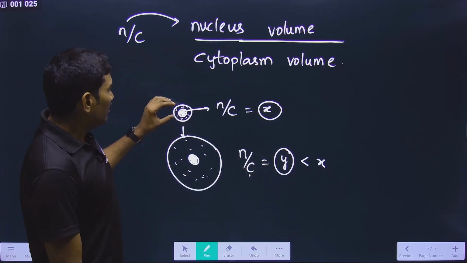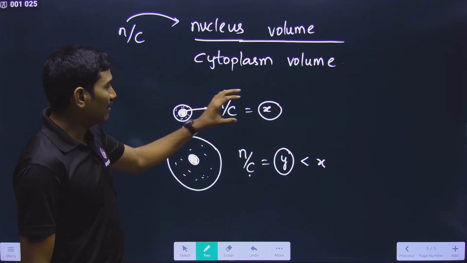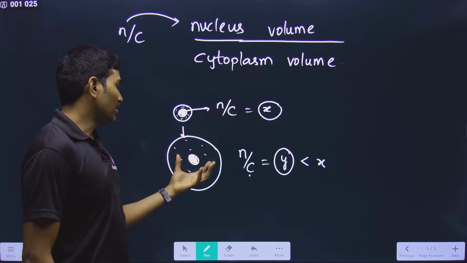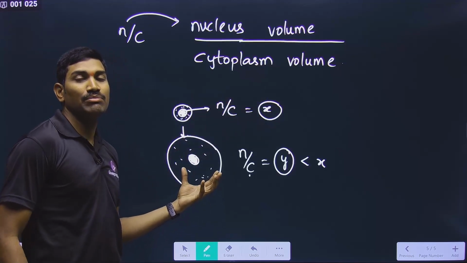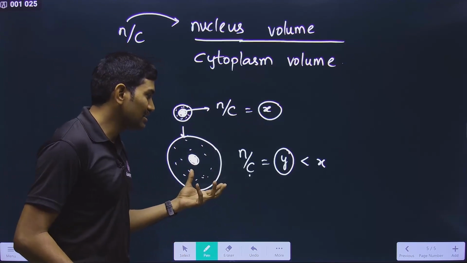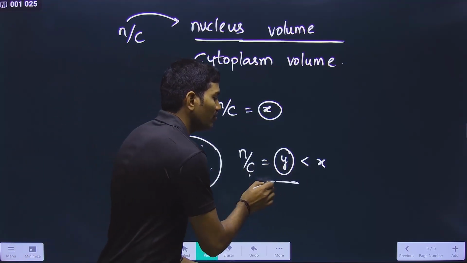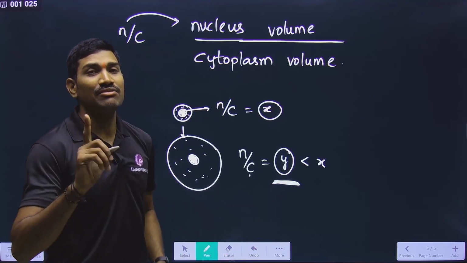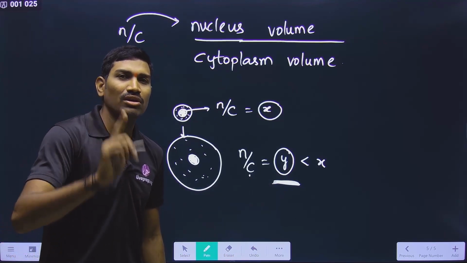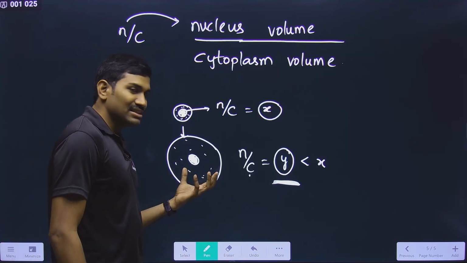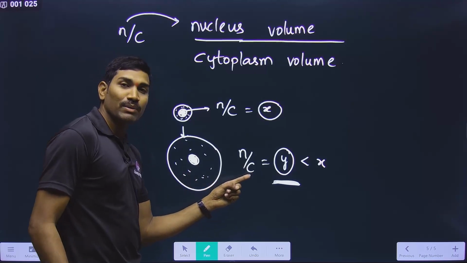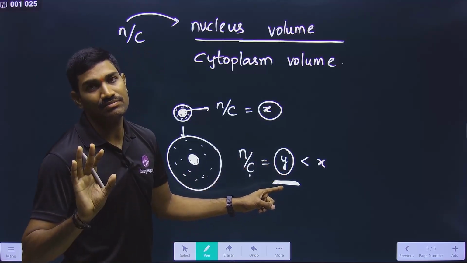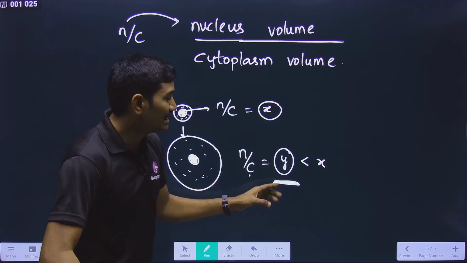So in this way, for the smaller cells, you are having a particular value of nucleocytoplasmic ratio. But when the cell grows, that means when it increases in size, what happens to the value of this N by C? N by C value decreases. This is a very, very important point. Many students are not understanding this concept. When the cell is increasing in size, cytoplasmic volume increases. That's why N by C value decreases.